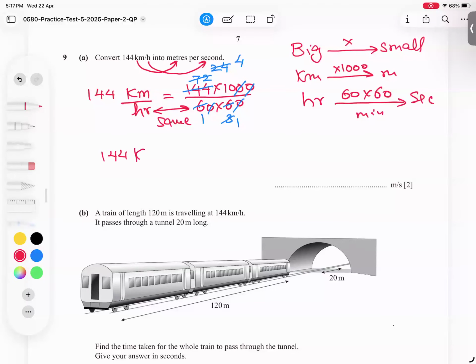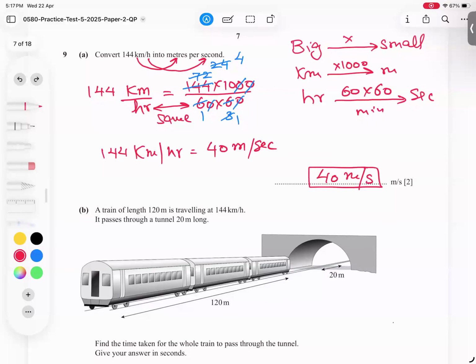144 kilometers per hour, I'm getting 40 meter per second. 40 meter per second. I think everyone understands well how I got this answer. The main problem is big to small. I hope the point is very clear. And now I'm going for the next part. Get ready for the next part.